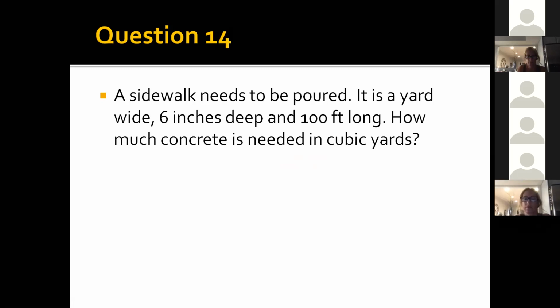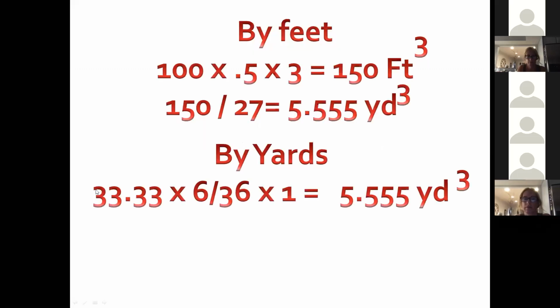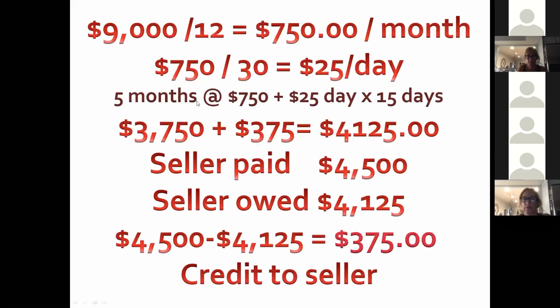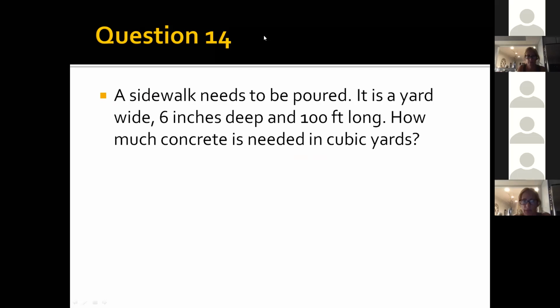So by feet, a yard is 3 feet. 6 inches is half of a foot, so times 0.5. That's what 6 inches is, a half of a foot. And it's 100 feet long. So we have 3 times 100, which is 300, times 0.5 is equal to 150.